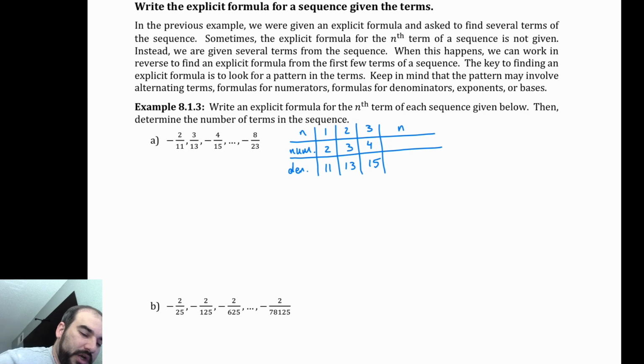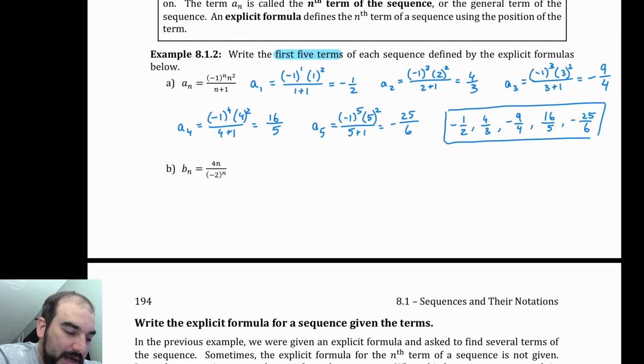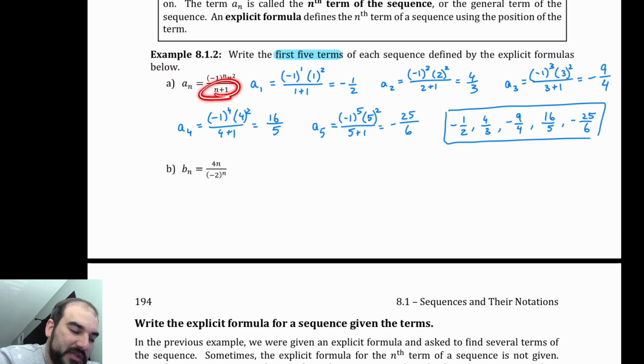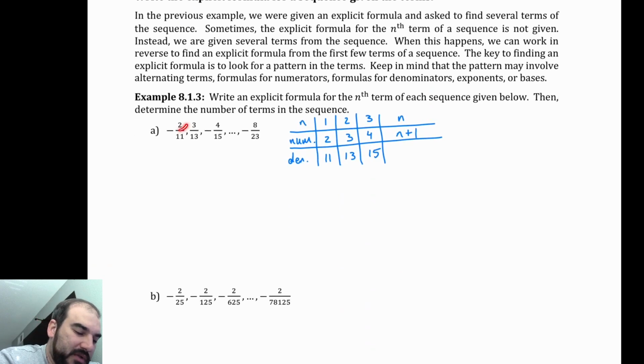N plus 1. Good. N plus 1. And I see it in the chat as well. N plus 1 gets us from n to the numerator, right? So that means my numerator in my explicit formula is going to have an n plus 1. Just like in this example that we did earlier, that n plus 1 made our denominators go 2, 3, 4, 5, 6. We see the same thing happen here with our numerators. 2, 3, 4. I guess we're going all the way to 8. But that is going to be my numerator expression.